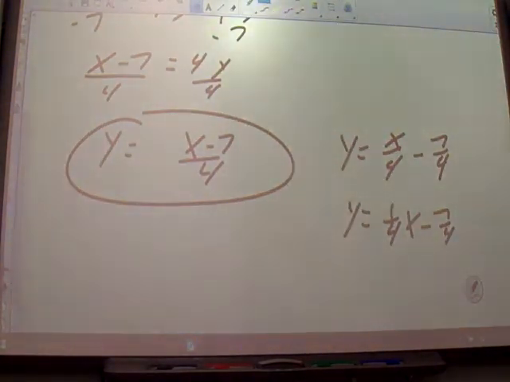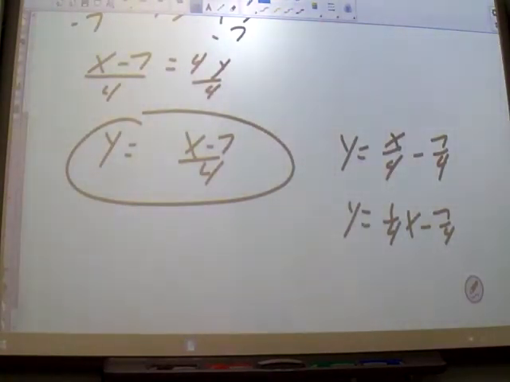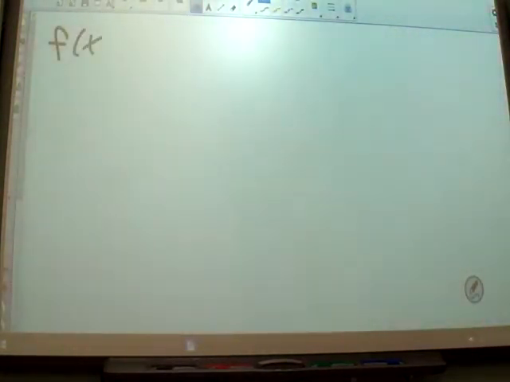Alright, so not really very hard. Two steps. Switch variables, solve for y. Let's try again. I took a minute to process. This one we're finding the inverse. Yes, find the inverse.